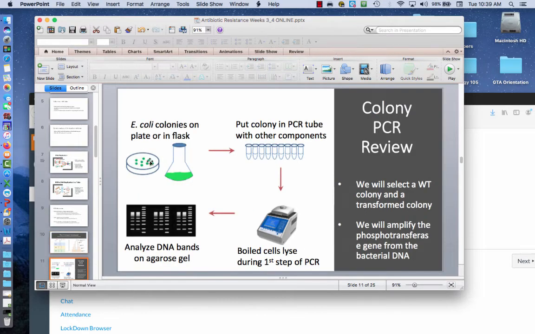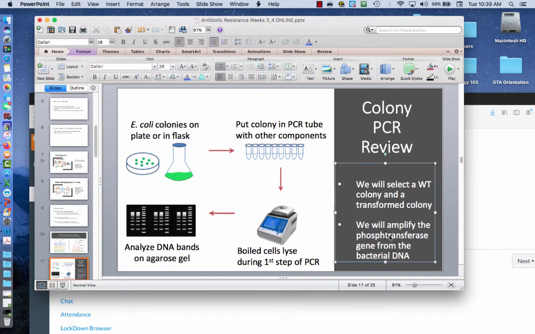All right, so here's how we're doing this. We picked colonies from your plates that you made. We put them into the PCR tubes with the primers, with the DNA polymerase, with Taq polymerase, with the dNTPs, the A's and C's and T's and G's, and then we put lids on them and we put them into the thermocycler. The thermocycler then began going through all of those cycles over and over and over, and we amplified the transferase gene.